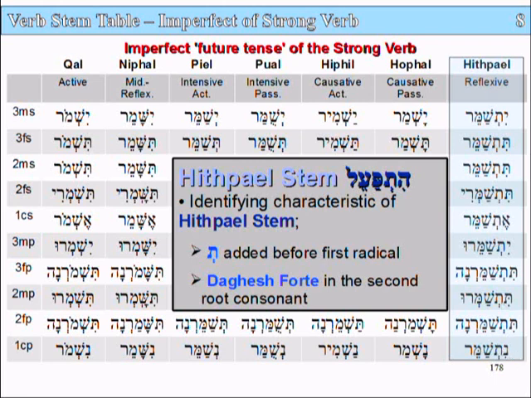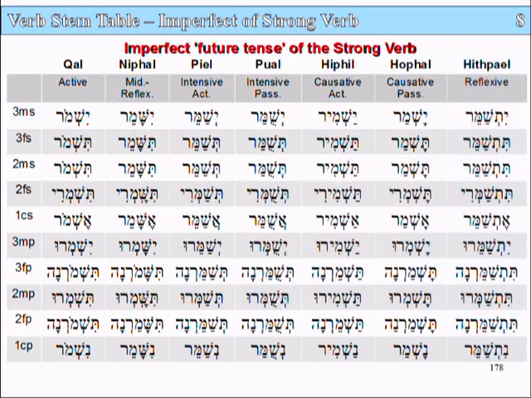So that's the imperfect future tense of the strong verb, and it's good to have this table printed out just for reference. You're not required to memorize any of this, but just see the patterns in the vowels and so forth.